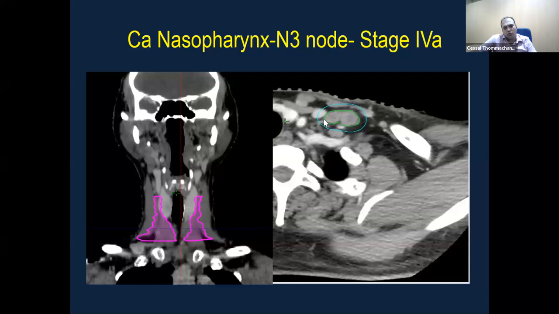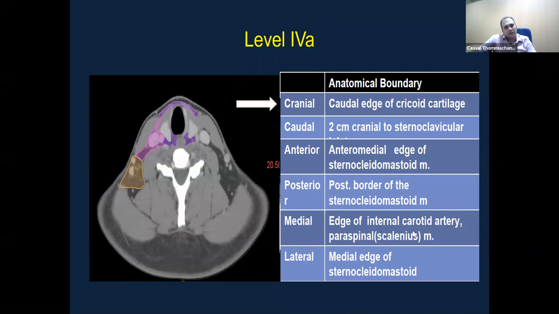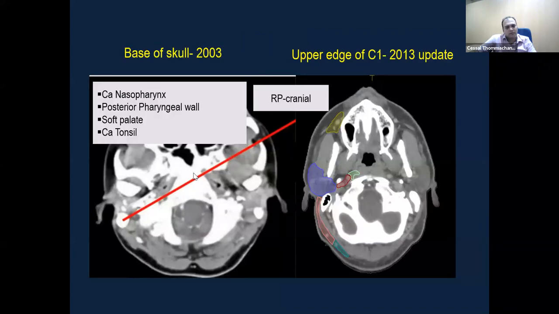If you see any nodes at level 4 from a carcinoma nasopharynx, then it becomes an N3 node, irrespective of the size of the node. Then that becomes a stage 4 disease, because the level of involvement of nodes is one of the important factors that determine distant metastasis in carcinoma nasopharynx. This we have already discussed.